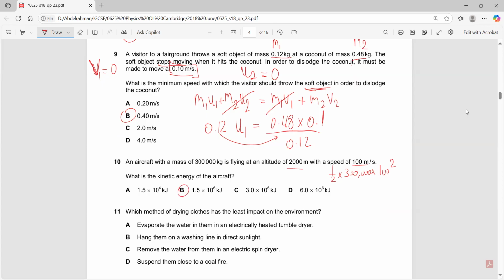1.5 million kilojoules. I know it's times 10 to the power of 9, and you do not have any energies to the power of 9 here, but you can just write it down as million, or times 10 to the power of 6 kilojoules.